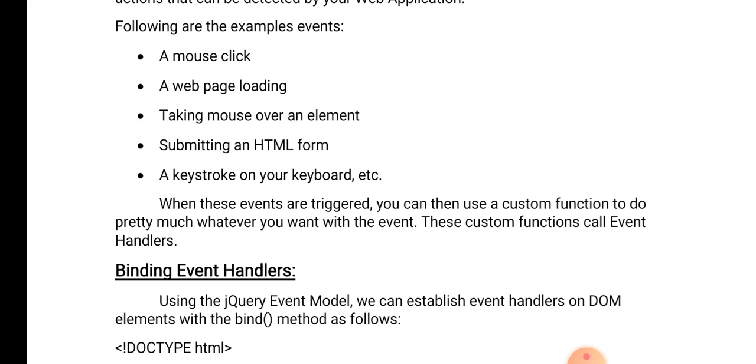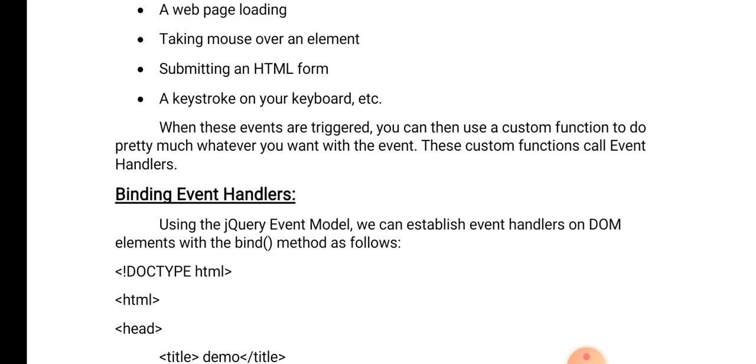When these events are triggered, you can then use a custom function to do pretty much whatever you want with the event. These custom functions are called event handlers. So we define a custom function for whenever any of these particular events occur, and we write code in that function to tell what to do when a particular event is triggered. Now let's discuss how to bind event handlers, then how to remove event handlers on a particular HTML element.